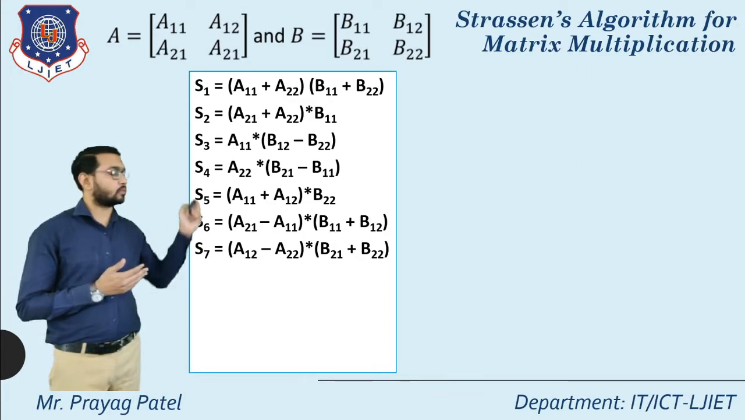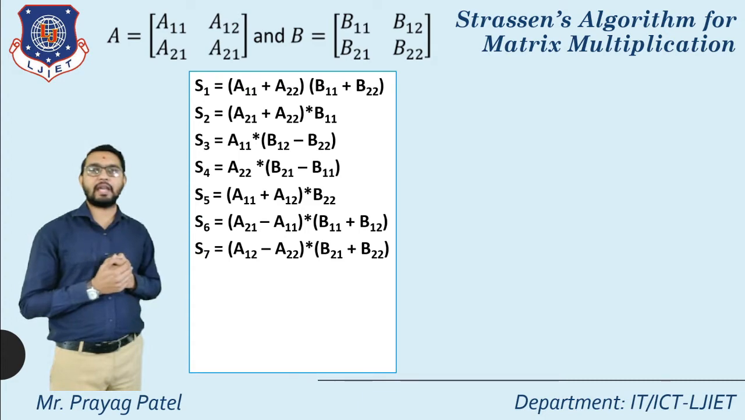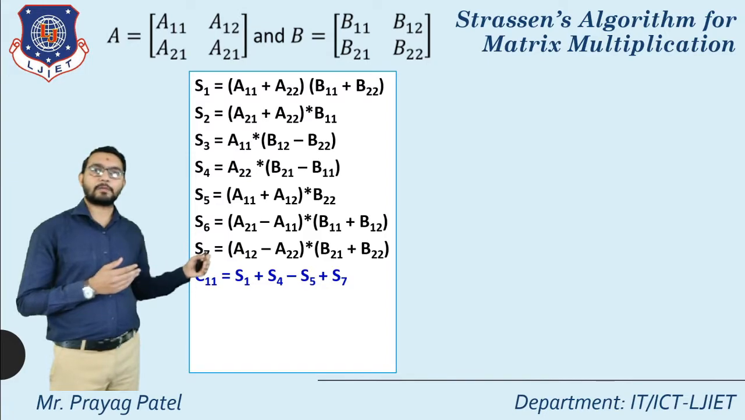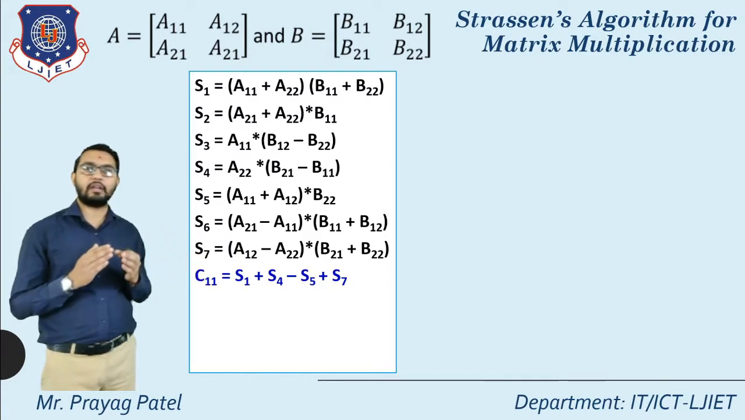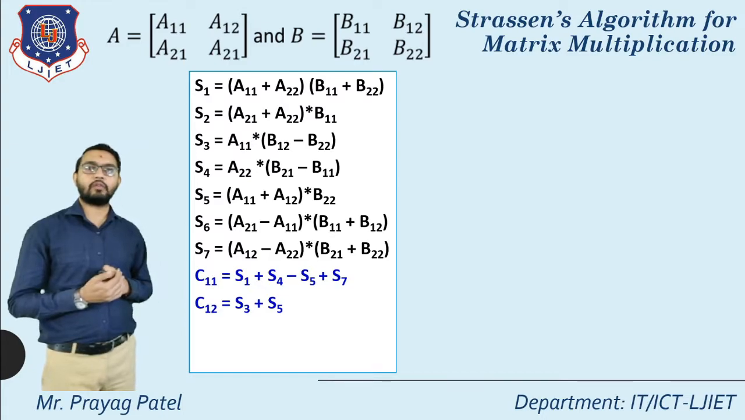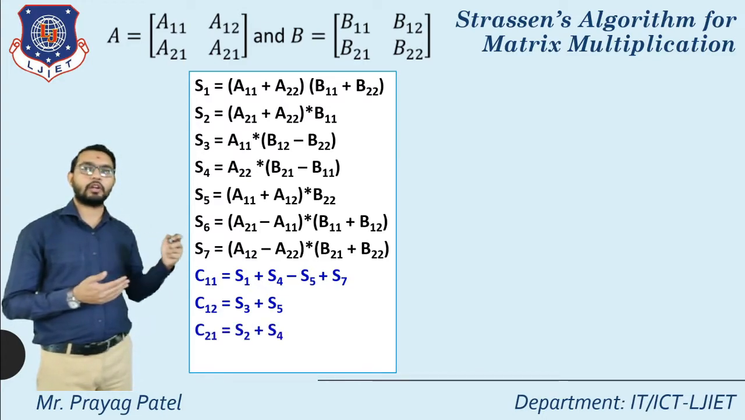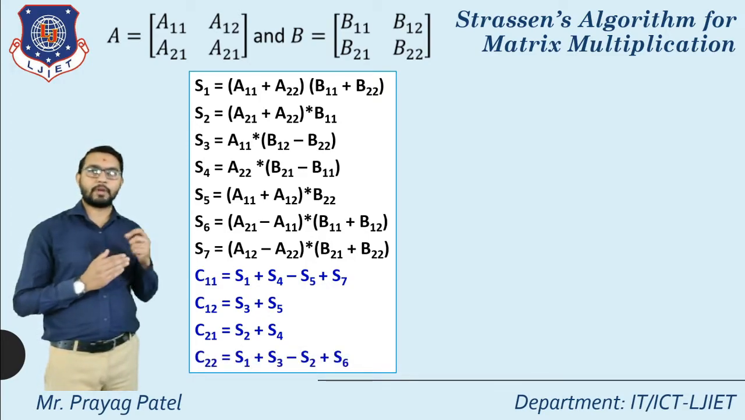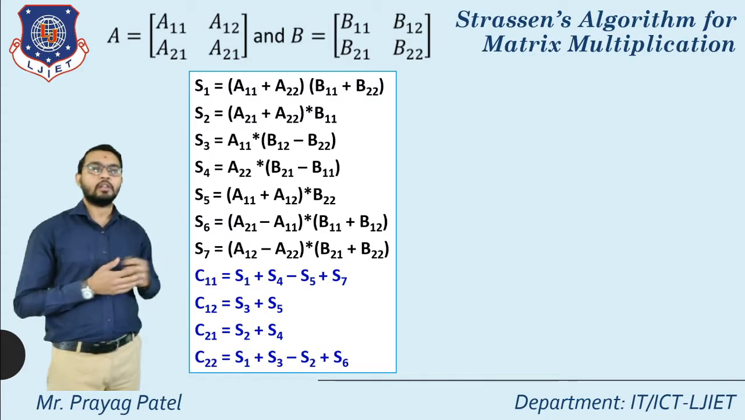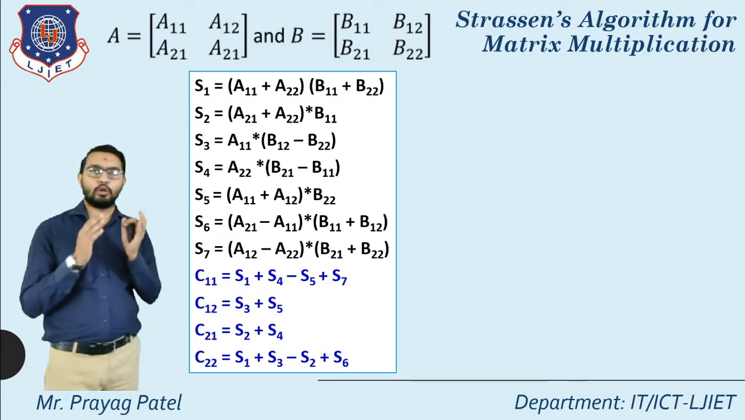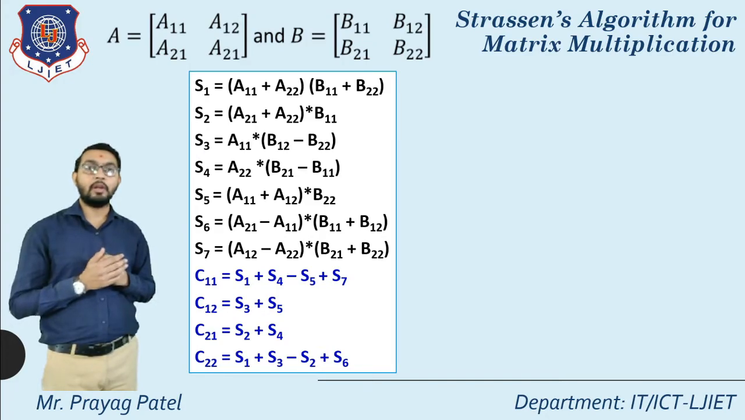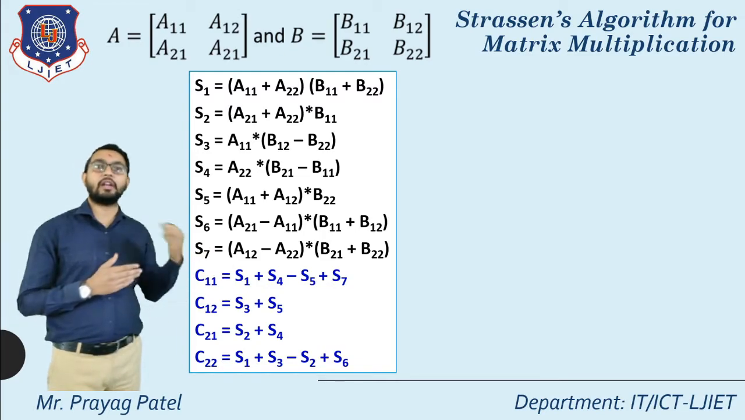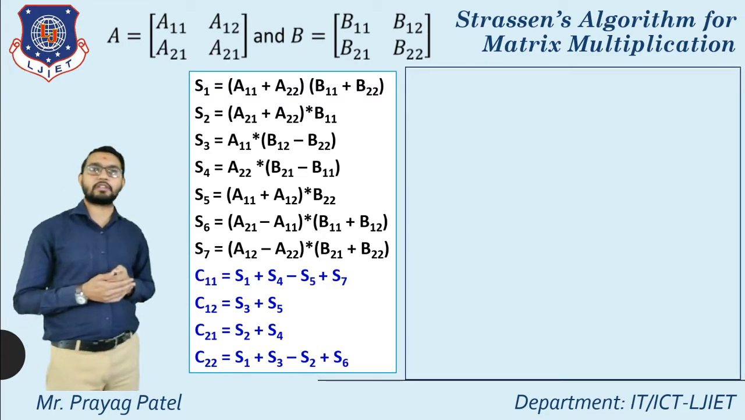Now after finding S1 to S7 from the given two matrices A and B, find C11 as the first component: S1 plus S4 minus S5 plus S7 is C11. Now C12 equals S3 plus S5, C21 equals S2 plus S4, and C22 equals S1 plus S3 minus S2 plus S6. So this is the set of equations to find the solution of the matrix multiplication problem using Strassen's algorithm. These equations can also be written in another way. So consider the other form of Strassen's equations.